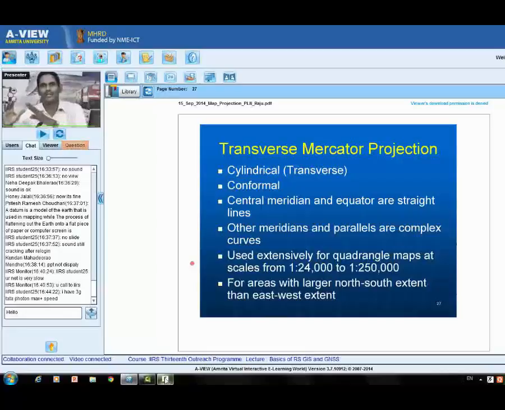So there are so many undulations. Somewhere it is minus 400 meters to plus 8,800 meters. That means there are about 12 kilometers of ups and downs on the Earth.